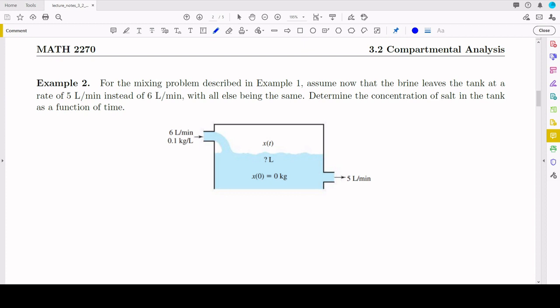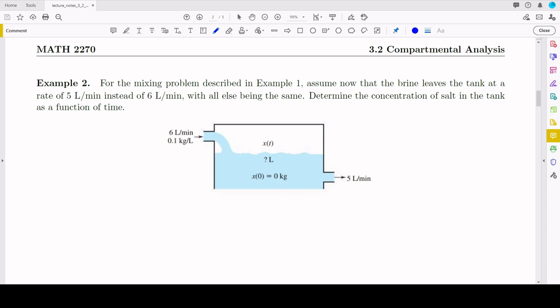Here's another example. For the mixing problem described in example 1, assume now that the brine leaves the tank at a rate of 5 liters per minute instead of 6 liters per minute, with all else being the same. Determine the concentration of salt in the tank as a function of time. So the only difference here is that we have 5 liters per minute instead of 6.